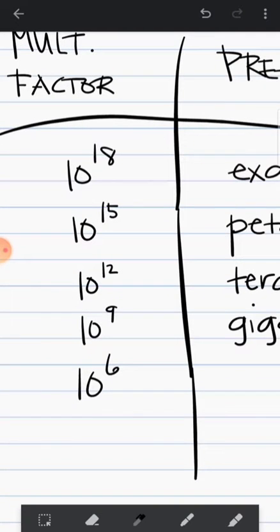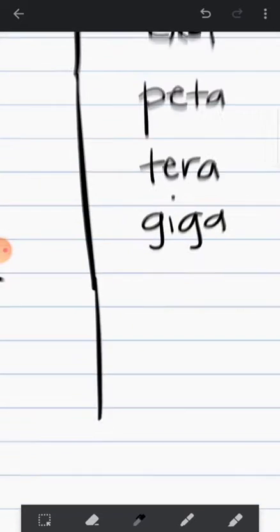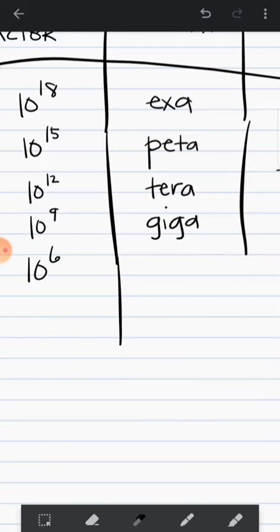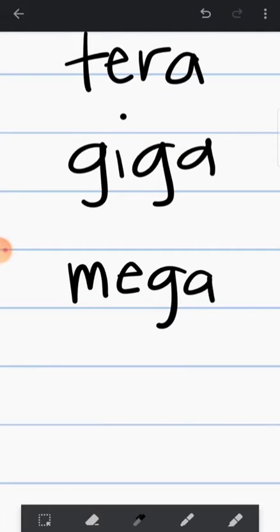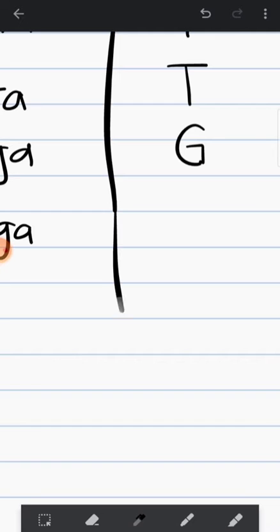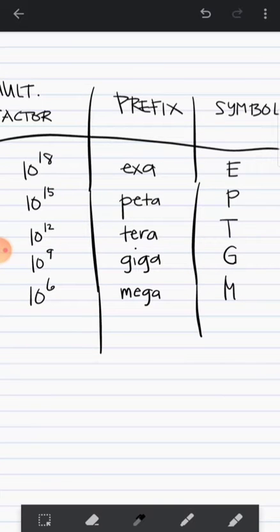And then 10 to the 6. As you can see, 18, 15, 12, 9, and 6. The pattern continues by decreasing the power by 3. So 10 to the 6 is also common on SD cards. That's mega. Its symbol is M, capital letter M. All are capital letters from exa to mega.